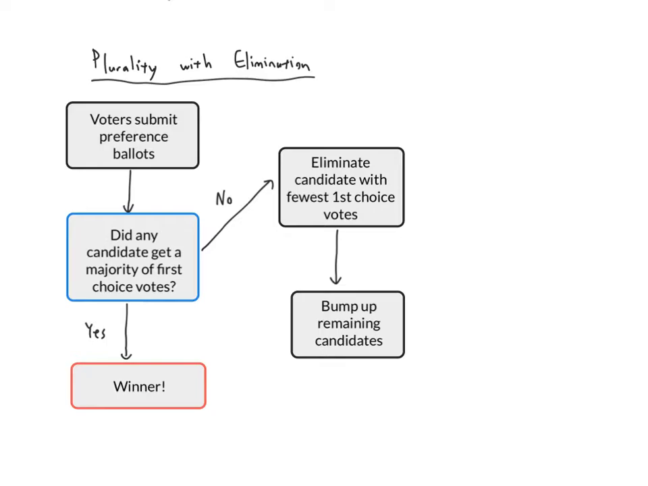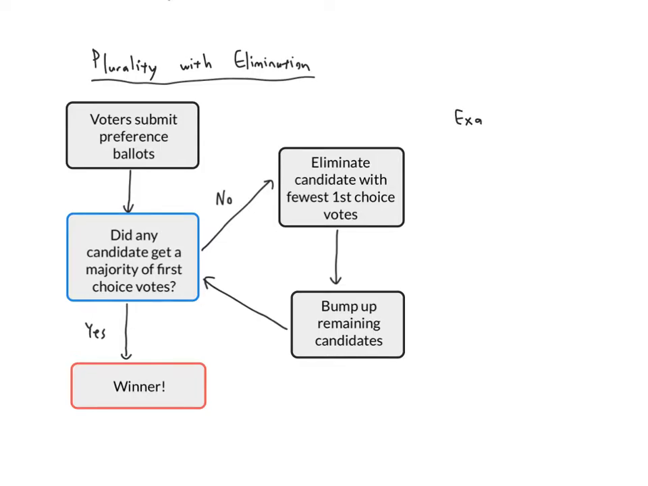In doing so, we effectively bump up the remaining candidates. So, for example, if a voter had put X as their first choice and Y as their second choice, but then candidate X gets eliminated, then candidate Y gets bumped up to the first choice. Then with that candidate eliminated, we go back to the question, did any candidate get a majority of first choice votes? If the answer is yes, then that candidate's the winner. If not, then we need to eliminate another candidate. And we cycle on until there is a candidate who gets the majority.